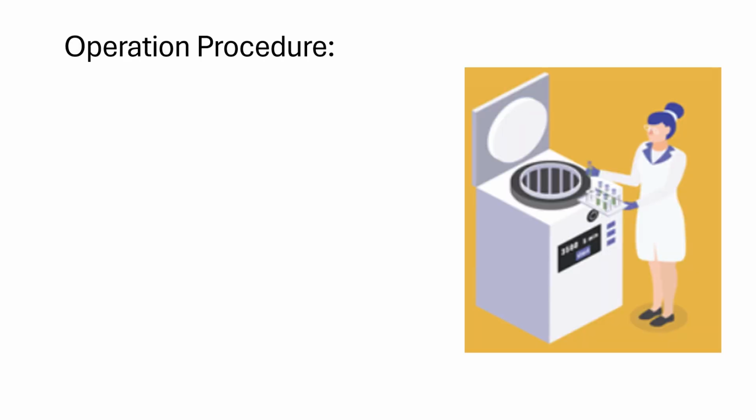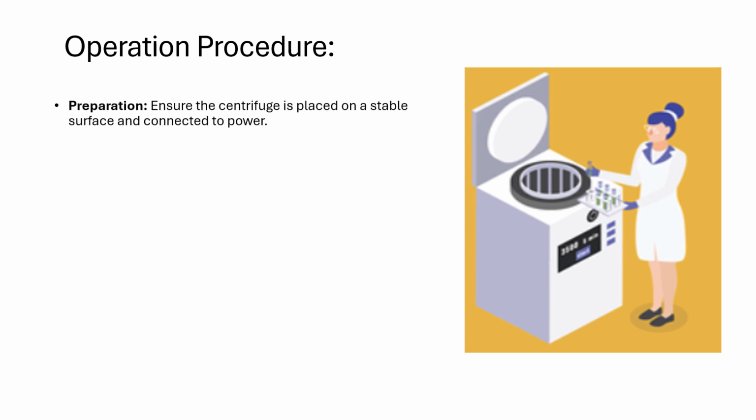Now we will discuss the operation procedure, that is, how to operate the centrifuge machine, right? The first one is preparation. Place the centrifuge on a stable, vibration-free surface and ensure it is properly connected to a power source, right? Check that the rotor is also clean and free from dust to prevent contamination or imbalance, right?